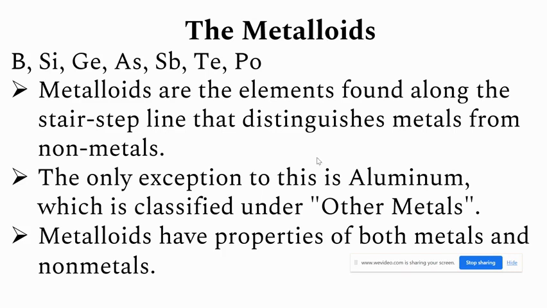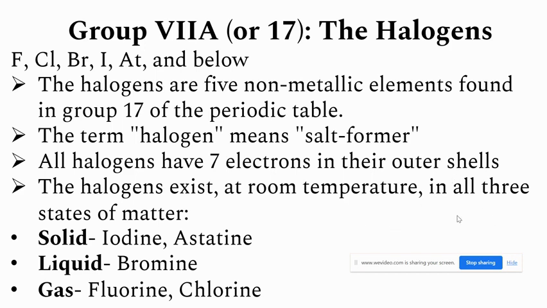Okay. Aluminum's considered an other metal, though, because it tends to be more metallic than it is a metalloid. Our halogens, then, are going to be in the second to last column next to the noble gases.